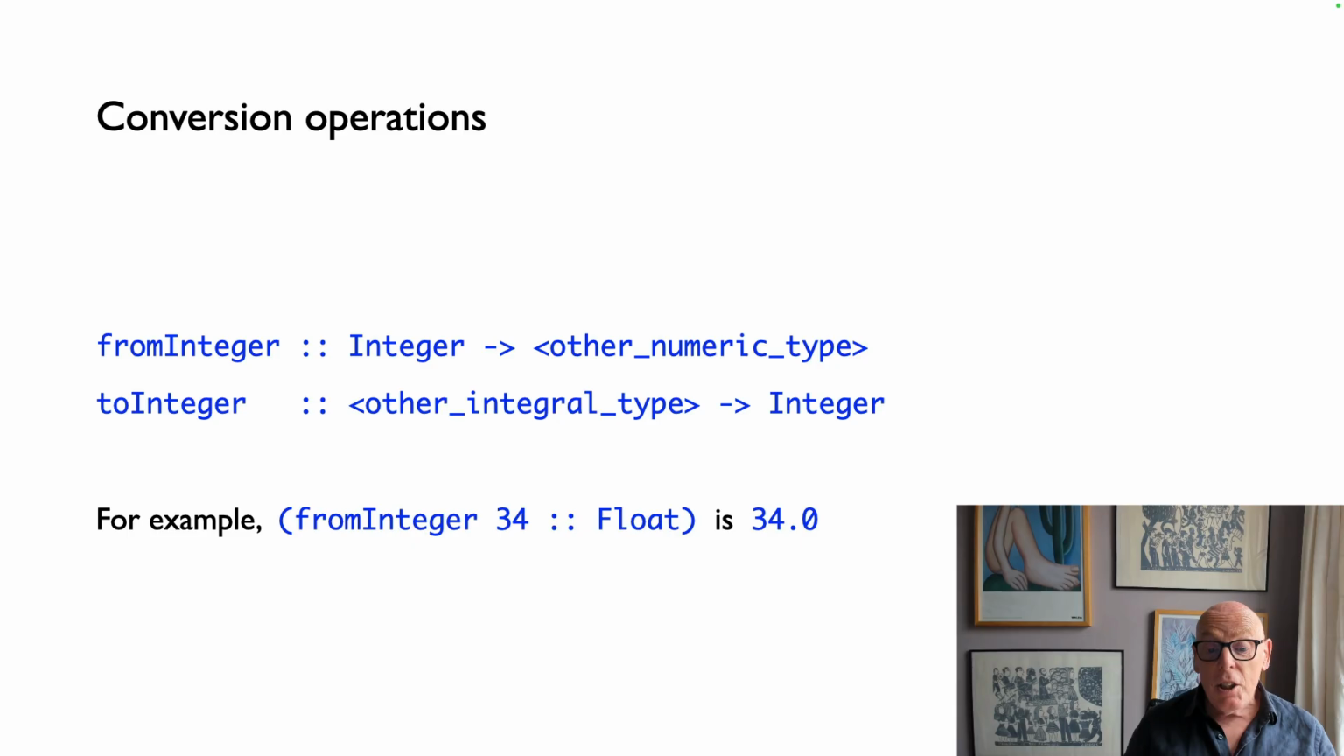And finally, we can convert between different types. If we have an integer, we can convert it to any other numeric type by using fromInteger. And if we've got an integral type, a whole number type, we can convert that to an integer. So for example, we can convert the integer 34 into a floating point number. We're going to talk about floats a bit later on. And the answer to that is 34.0. So that's how we do the conversion.